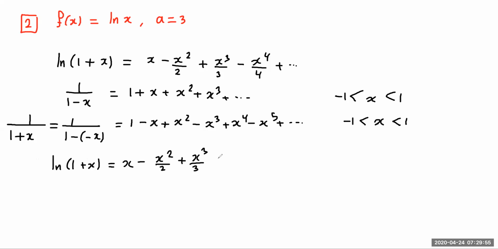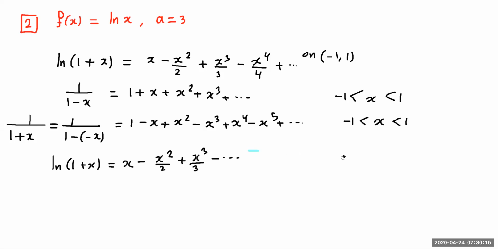Minus, plus, then minus, etc. And this is correct for x between minus 1 and 1. So my formula here is always on the interval minus 1, 1. Now I need ln x. How to calculate ln x?